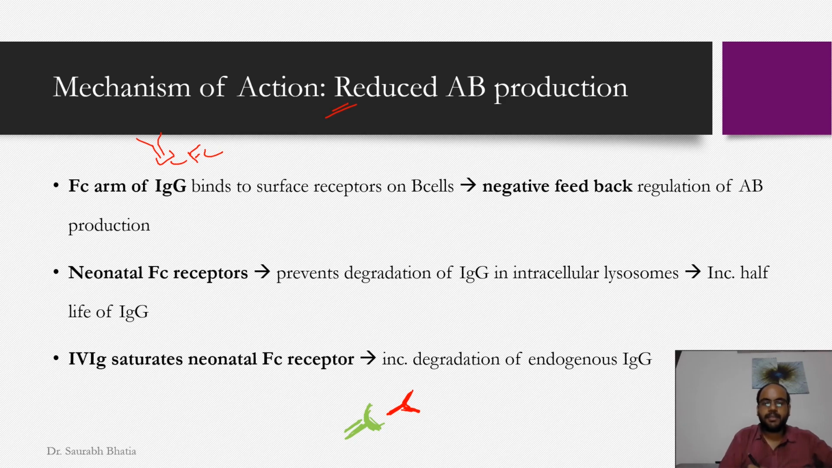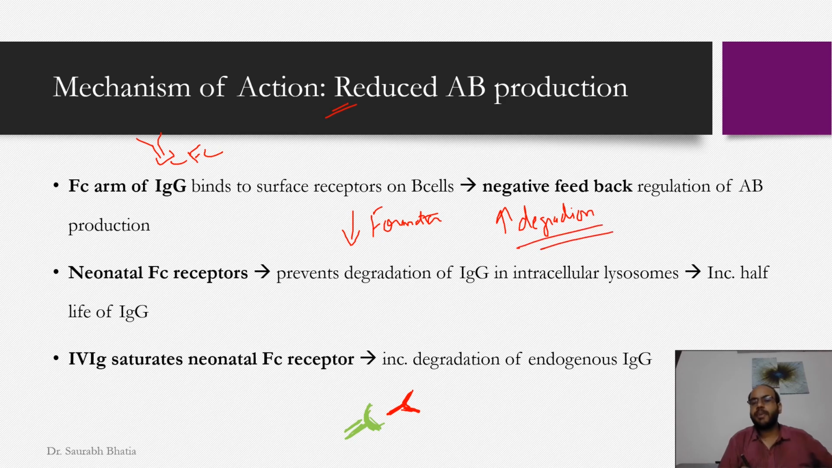Let me just say it again. It decreases the formation and it increases the degradation of immunoglobulins. Clear? So IVIg saturates neonatal receptors and increases the degradation of endogenous IgG. So it stops the formation and it increases the destruction of IgG. Clear? Let's move forward.